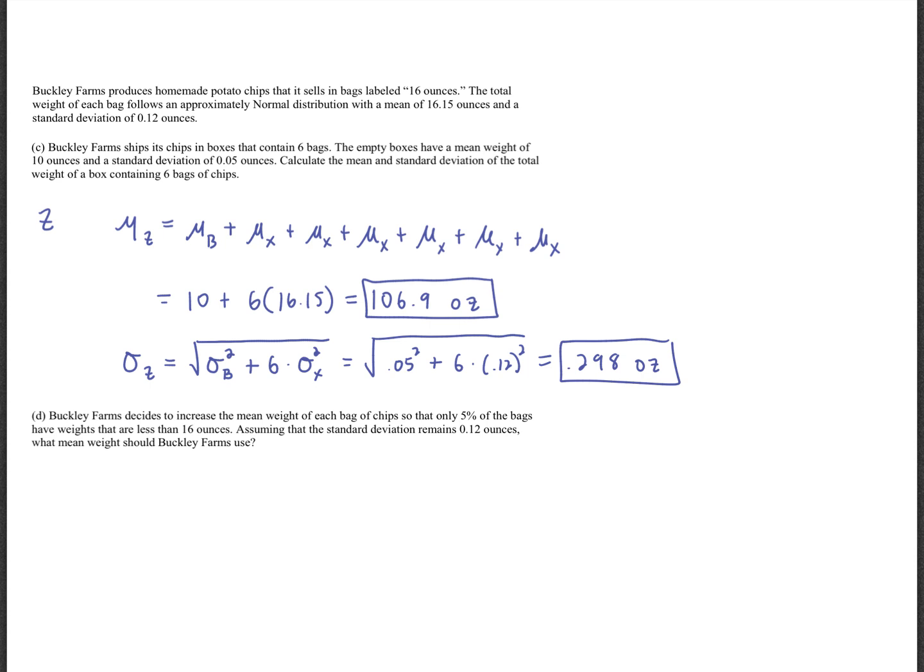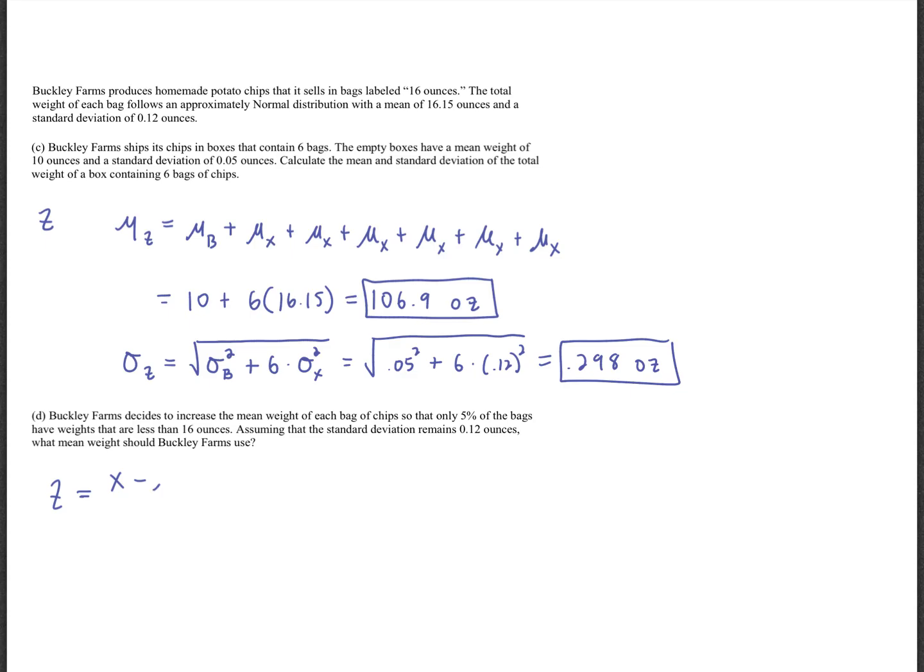Okay, and then the last one. Part D says Buckley Farms decides to increase the mean weight of each bag of chips so that only 5% of the bags have weights that are less than 16 ounces. Okay, assume that the standard deviation remains 0.12 ounces. What mean should Buckley Farms use? Okay, so if you want to find the mean or standard deviation, let's say, we'll use that z-score formula. So let's bring this back.